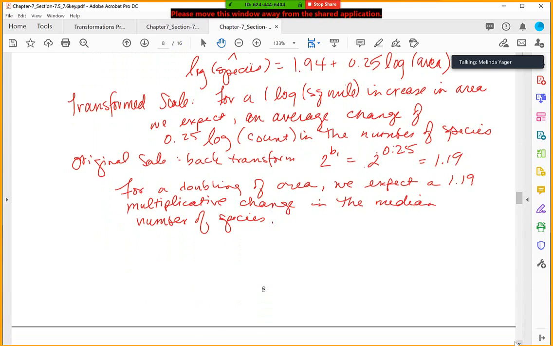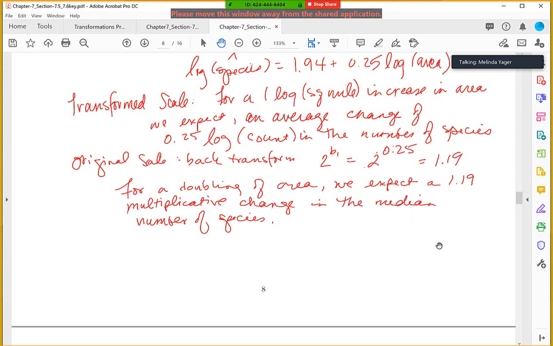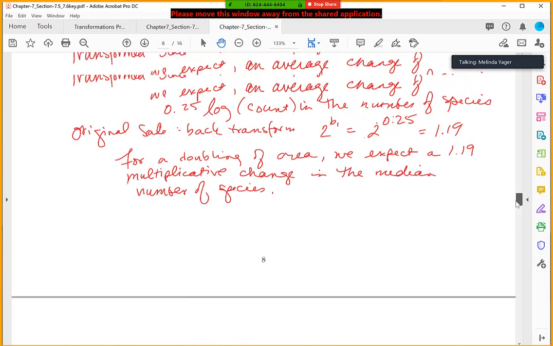On the original scale, we have to do the back transformation. So we take 2 to the power of slope, and that's a value of 1.19. So for a doubling of area, our X value, we expect a 1.19 multiplicative change in the median, because we have our transformed response, number of species. Questions on those interpretations of transformations?